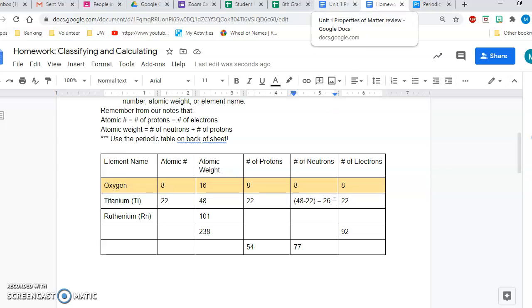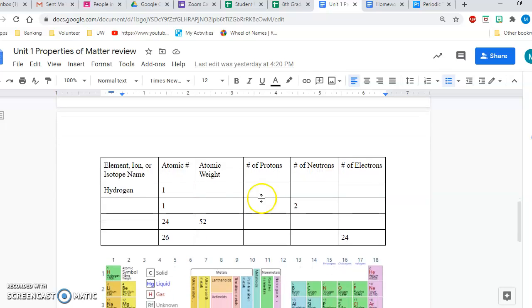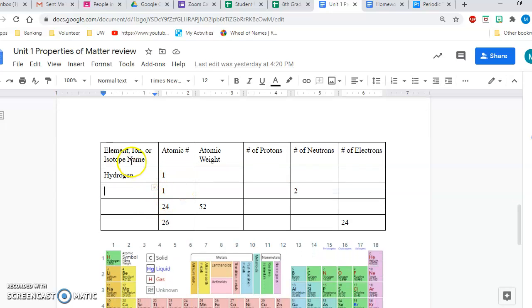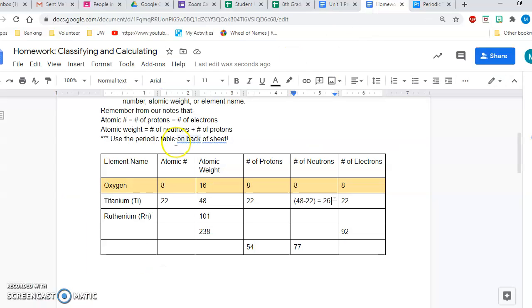Just to refresh your memory, the ones I really wanted to show examples on are some isotopes and ions. So we have hydrogen for this example. You'll see these tables a lot because it's a good way to test your knowledge. So we have an atomic number of 1. So we go to our table and number 1 is hydrogen.